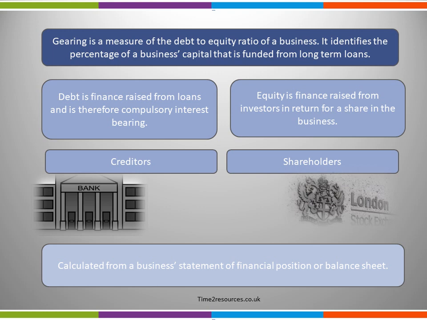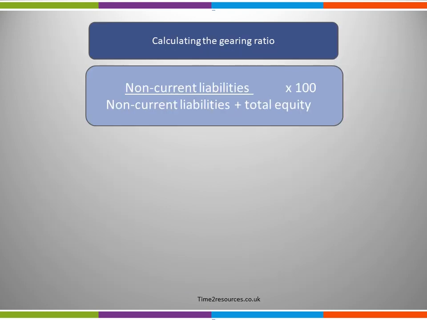The information needed to calculate gearing can be found on the statement of financial position or balance sheet of a business. In order to calculate the gearing ratio, we use the formula non-current liabilities divided by non-current liabilities plus total equity times 100. Non-current liabilities are the items that a business owes that it has more than 1 year to repay. For example, a long-term bank loan. Total equity is the total of the shareholders' capital and reserved profits within a business.